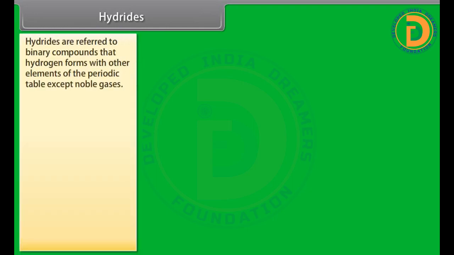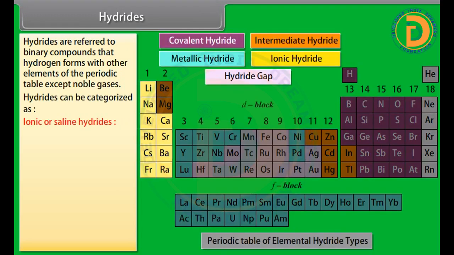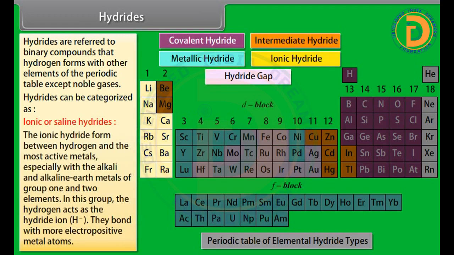Hydrides. Hydrides are binary compounds that hydrogen forms with other elements of the periodic table except noble gases. Hydrides can be categorized as ionic or saline hydrides. The ionic hydrides form between hydrogen and the most active metals, especially the alkali and alkaline earth metals of group 1 and 2 elements.